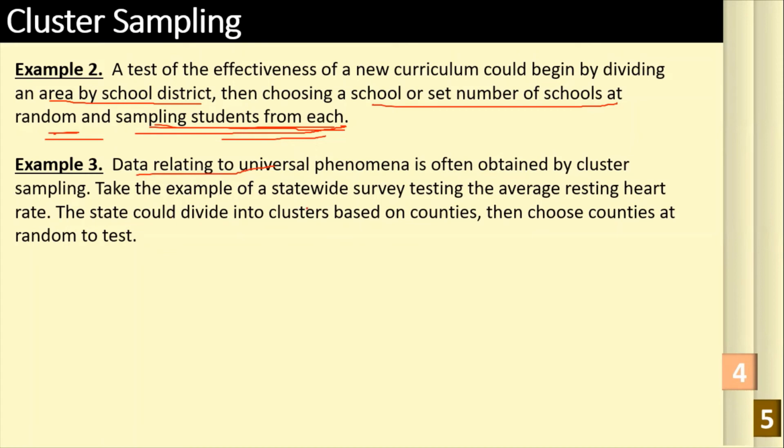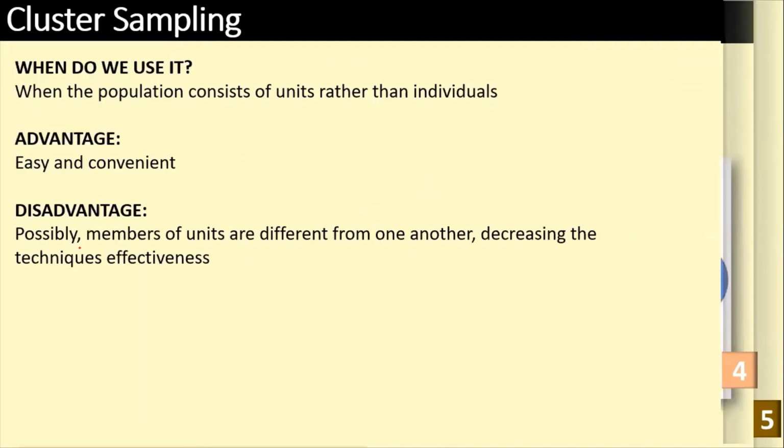So take the example of a statewide survey testing the average resting heart rate. So the state could divide into clusters based on counties and then choose counties at random to test. So, para mas dali siya. O dili na ka magsigi og travel.